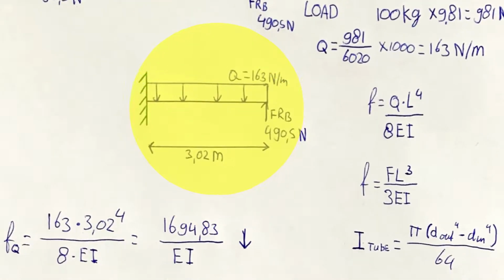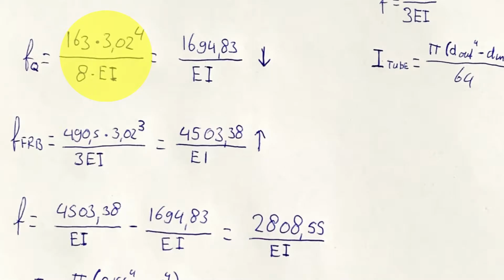We have two loads on the pipe. One load that pushes our pipe down, but also a load that pushes our pipe back up, which is our reaction force in our bearing block. Over here on the right you can see the two equations I used to calculate our displacement. The top one is for our equally distributed load and the bottom one is for our reaction force in our bearing block. Then we start filling in our values.